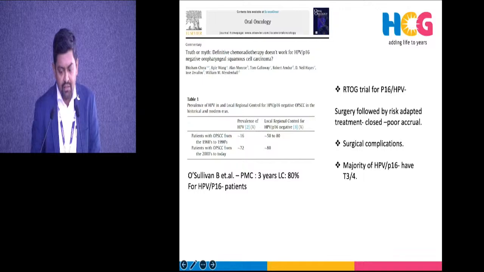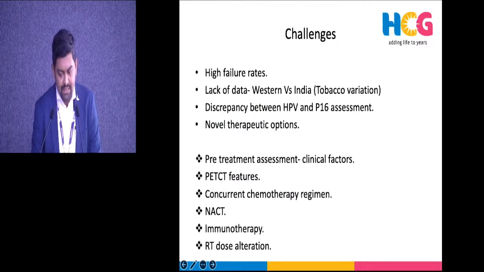The trials somehow don't pick up in P16 negative, of doing a TORS versus then risk adapted treatment, because we see mostly advanced stages. So most of the time these trials get closed. There are several challenges with P16 negative: the lack of data, trying to find a novel therapeutic option like in P16 positive, and different permutation combinations of systemic agents.